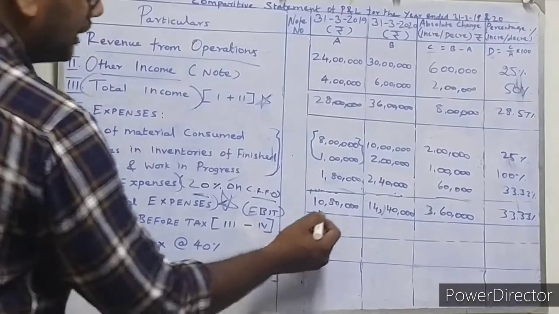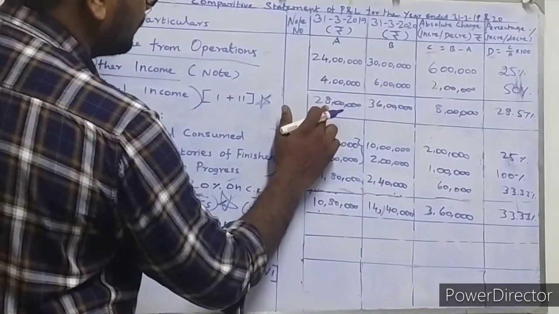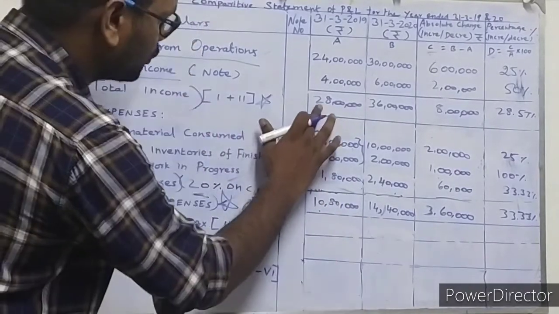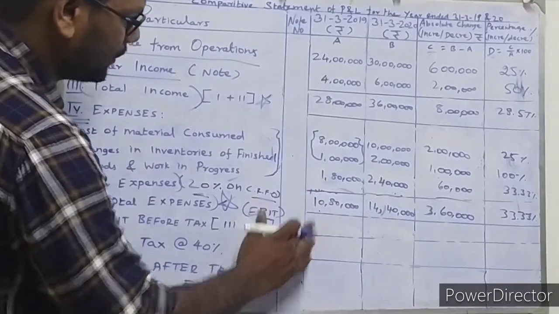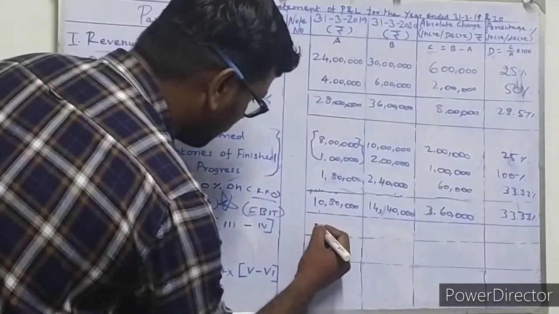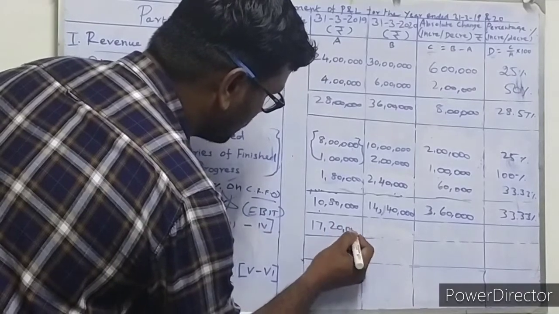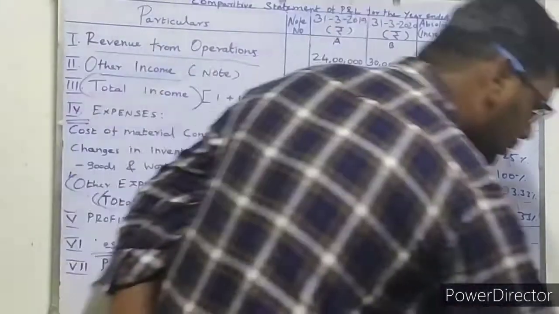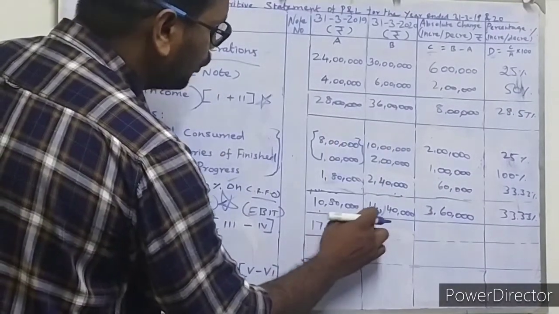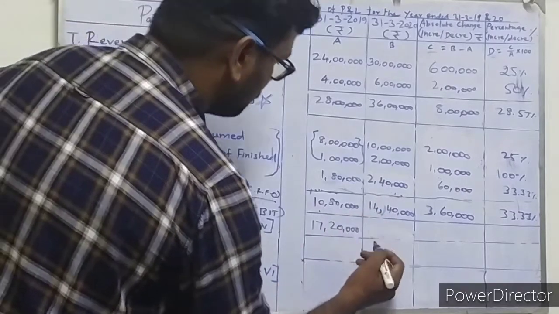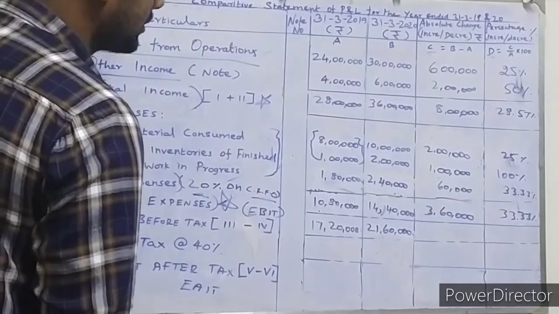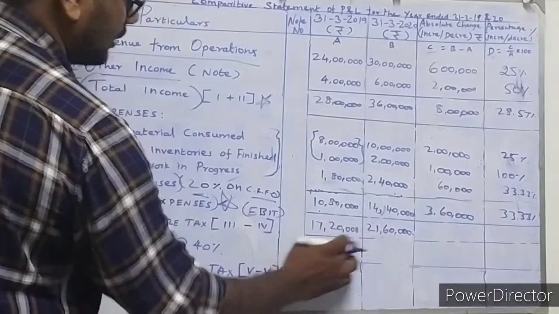Finally we conclude: for the previous year, total income is 28 lakh and total expenses is 10 lakh 80,000. So 28 lakh minus 10 lakh 80,000 is equal to 17 lakh 20,000 rupees. And for the current year, 36 lakh minus 14 lakh 40,000 is 21 lakh 60,000 rupees. Then we are going to do the horizontal analysis.